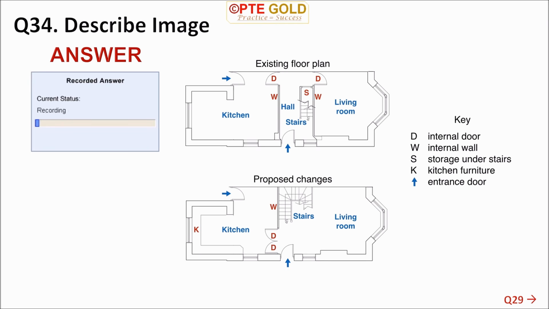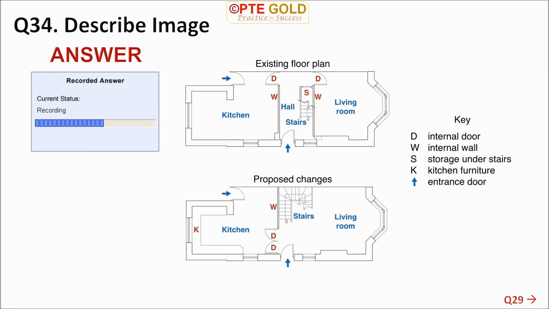This image represents an existing floor plan and proposed changes to an apartment. A typical unit consists of a kitchen, a hall, and a living room. In the proposed changes, the internal wall separating living room from hall is removed and the position of internal doors is also changed to the opposite side.